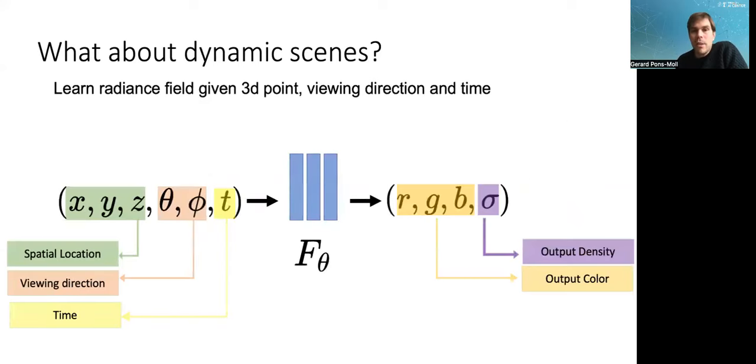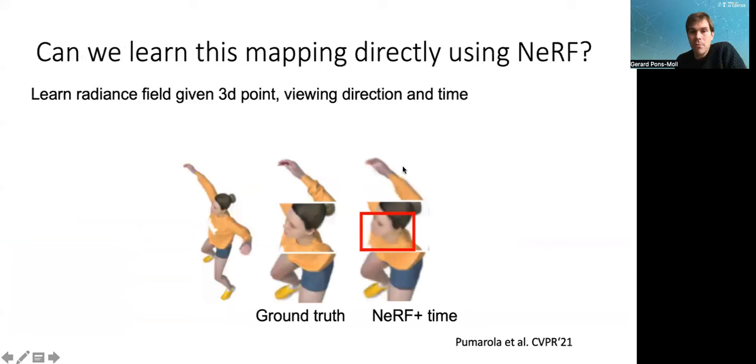So one obvious thing that you might think is, well, let's just append one more dimension to the input of NeRF and predict the radiance and the density. So now we're going to depend on x, y, z, the viewing direction and time. That sort of makes sense because, by virtue of the parameterization, nearby points will have nearby colors and densities. But the problem with this is that it produces rather blurry results, even using the positional encoding.